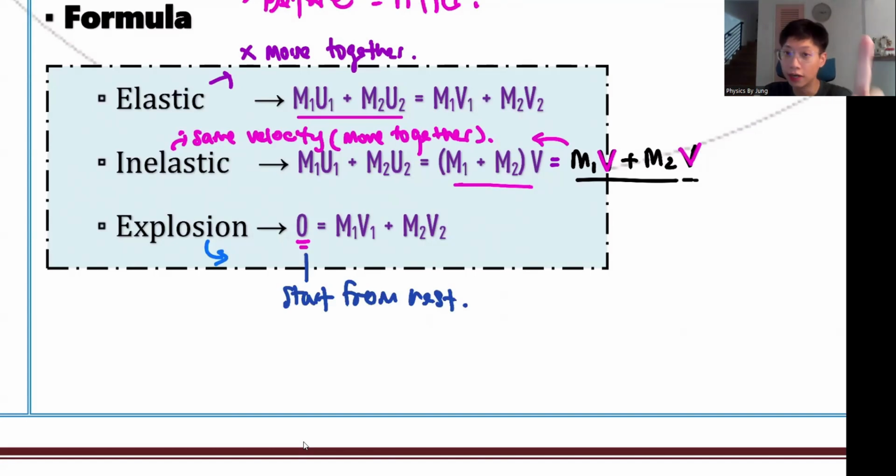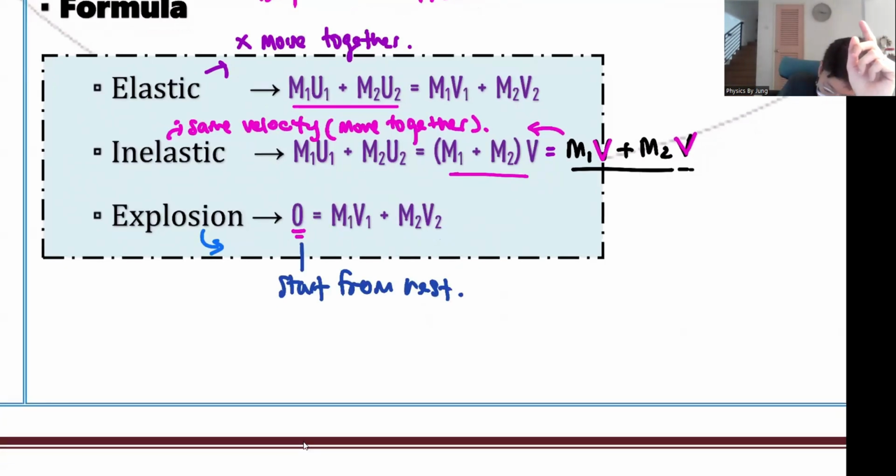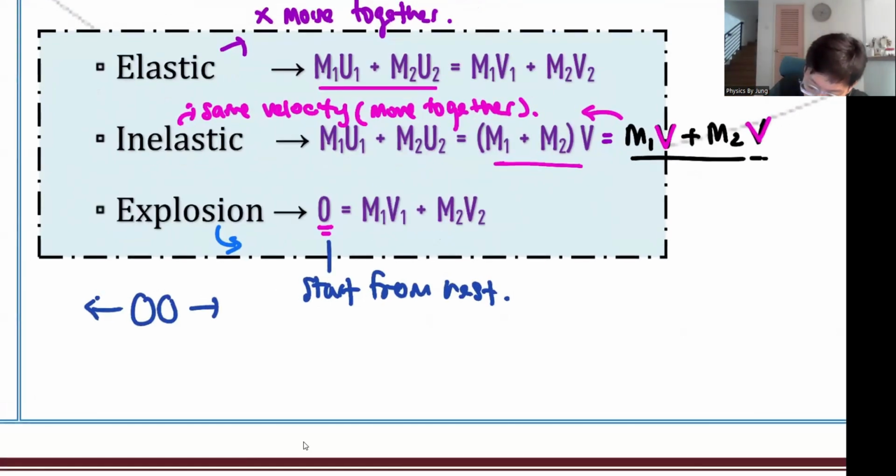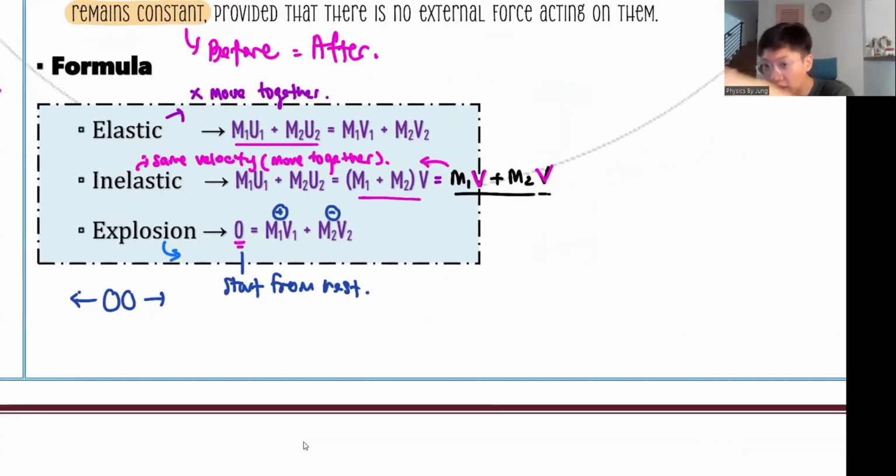A lot of people think explosion means that one thing moves here and the other thing moves in the opposite direction. Not that. Explosion is the only formula that has this zero, which means explosion must start from rest. There's no velocity at the start. Then at the end, you will form one positive and one negative value. For more info, we will do a calculation later.